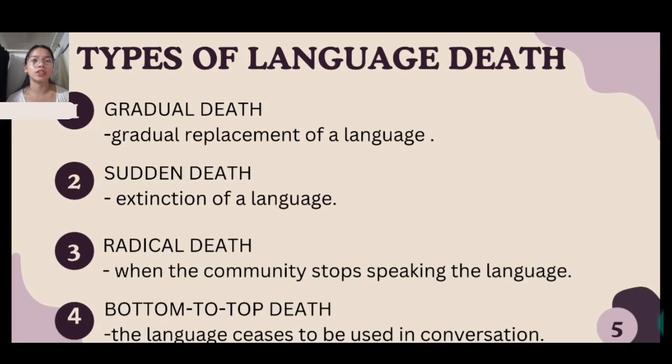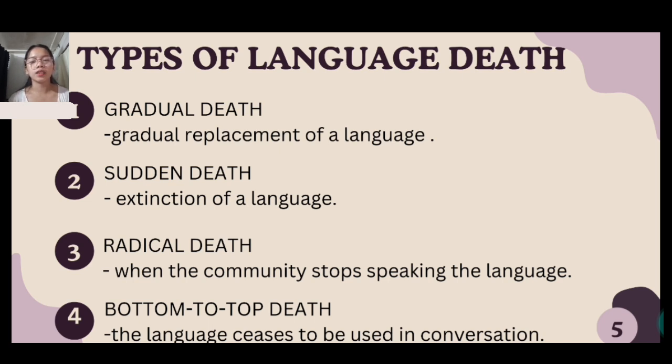So let's proceed to types of language death. The first one is gradual death, the gradual replacement of a language. Gradual death occurs when the language slowly loses speakers over generations as they shift to a dominant language. This typically happens in multilingual societies where the younger generation adopts the dominant language for better social or economic opportunities, leading to the native language's decline. The second is sudden death, extinction of the language.